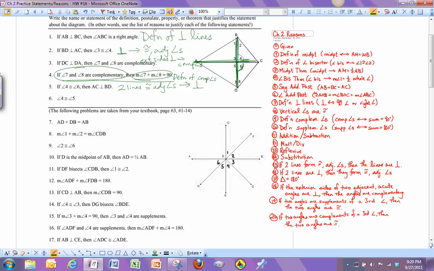And number 6 says 4 and 5 are the same. Now hopefully that wouldn't be too hard to figure out. 4 and 5, they're vertical angles, so we're using reason number 8 right here. Vertical angles are congruent. Okay, so that's it for the first chunk. Find the video for these problems here and watch that one to double check those.